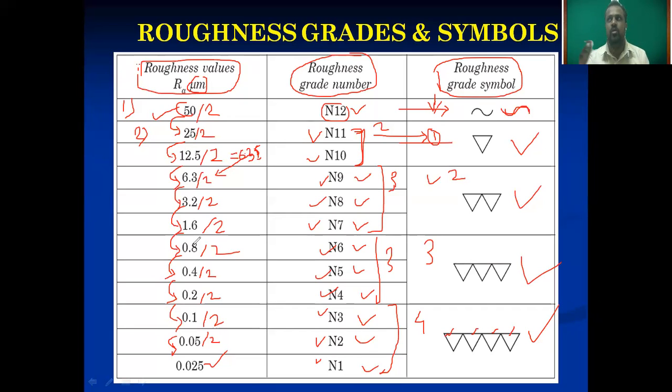Only for N12 we draw the wave type symbol, and for the remaining, first we combine 2 grades and draw 1 triangle. Then we combine 3 grades and draw 2 triangles. Then again combine 3 grades and draw 3 triangles. Again combine 3 grades and draw 4 triangles. Like this we remember this whole chart. Understood?